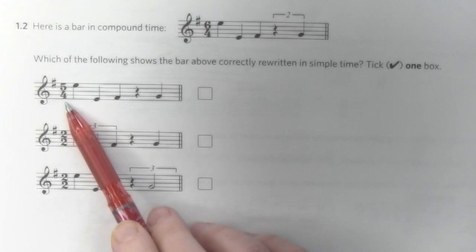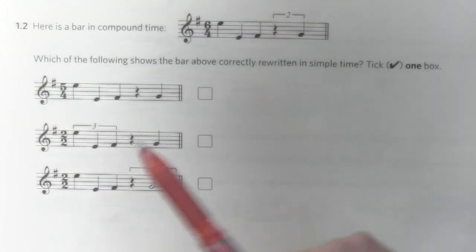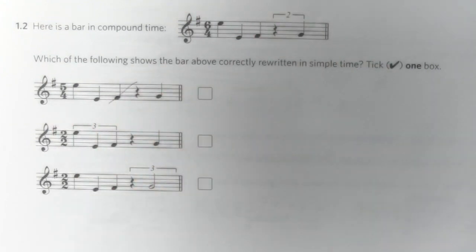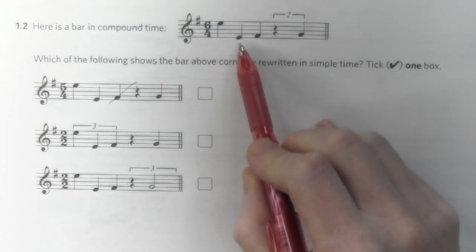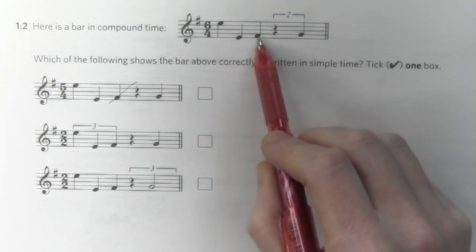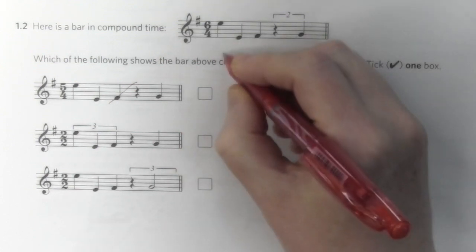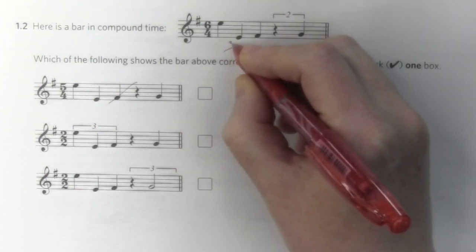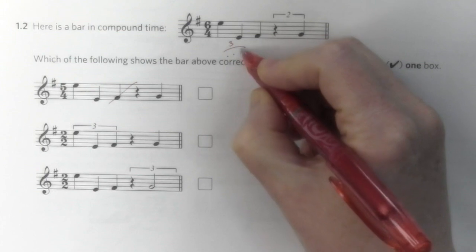This is just 5 crotchets in a bar. So we can easily exclude this one already. 2 halves means 2 minims in a bar. Now, in compound time, a group of 3 becomes a triplet. So here we need to have the same with this. 1, 2, and 3.